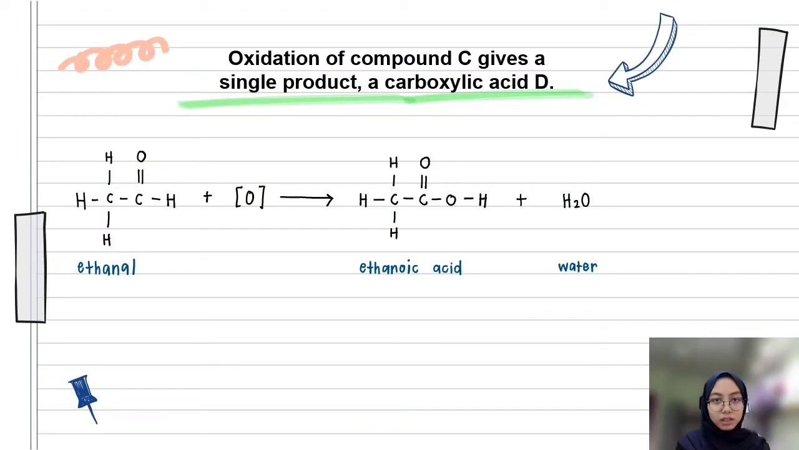Next, oxidation of compound C gives a single product, a carboxylic acid D. Since we know that compound C is an aldehyde, it is true that oxidation of an aldehyde will produce a carboxylic acid. So since compound C is ethanal, we can conclude that oxidation of ethanal will give ethanoic acid and water as the products.